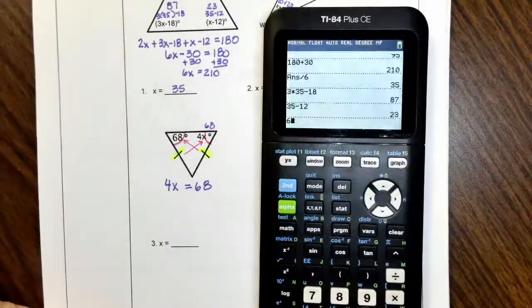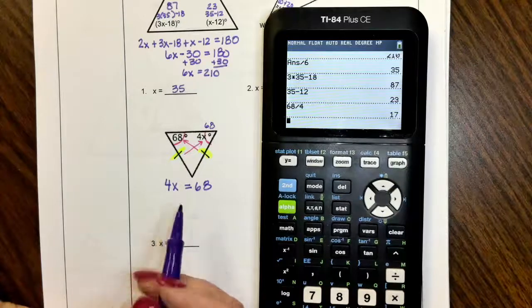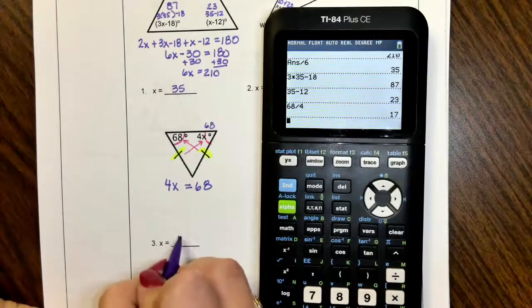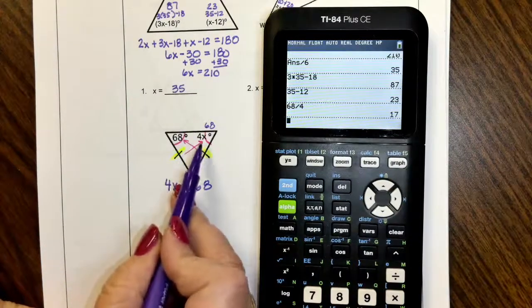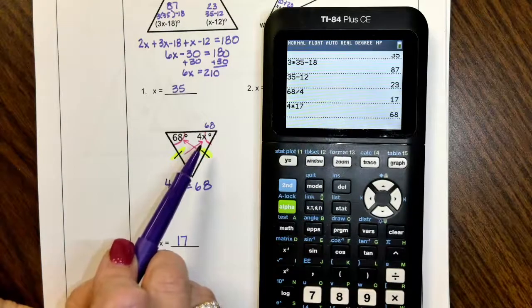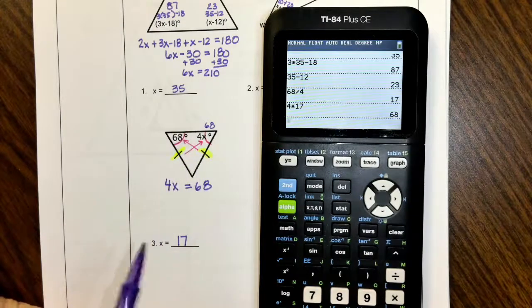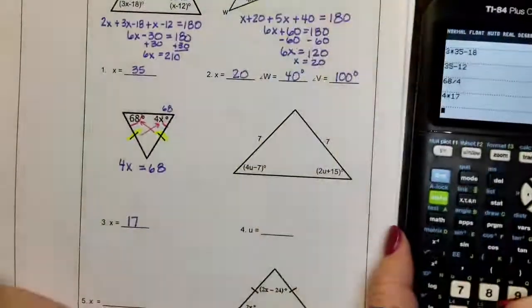So I take 68 and I divide it by 4 because I got to do the inverse, and you get that x is 17. And that allows 4 times 17, let's just do a quick check, let me show you, that's also 68. So x has to be 17, and if it is, then that angle can be equal to the other one. Okay, same thing here.